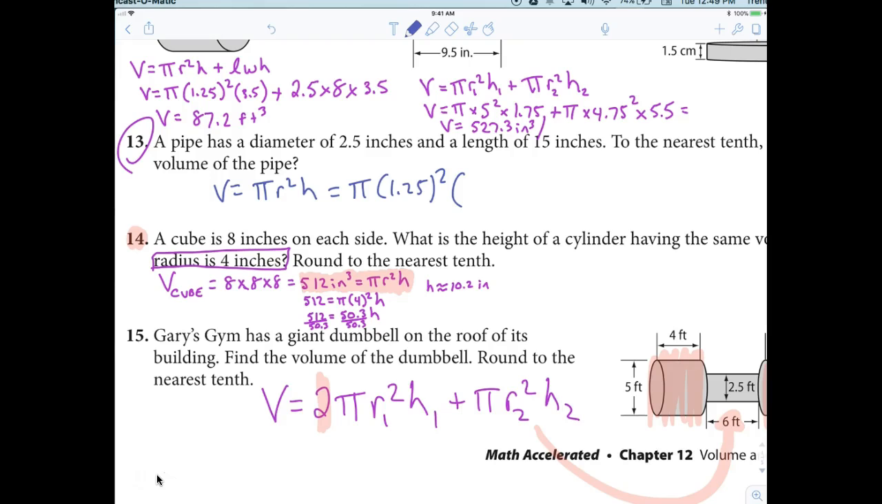What do you think you're going to multiply it by? By 15. All right, so what are they trying to tell you? I'll show you what they meant by a pipe. Most people would picture a pipe looking something like this. Does that make sense? They're just saying it's 15 inches long. That's all.